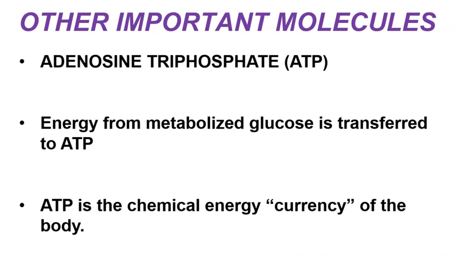And finally, let's examine adenosine triphosphate, which is abbreviated ATP. ATP is the chemical energy currency of the body. It's created from the energy that's produced during the metabolism and the breakdown of glucose. Quite simply, the energy that's harvested from the breakdown of glucose is transferred to ATP, and it's ATP that powers really anything in the body that requires chemical energy.